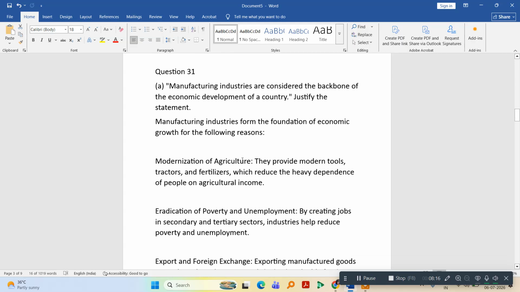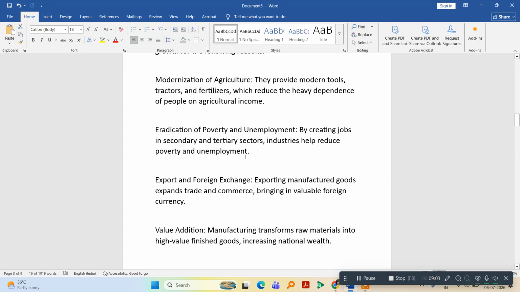Manufacturing industries are considered the backbone of the economic development of a country. Justify the statement. Manufacturing industries form the foundation of economic growth for the following reasons. Modernization of agriculture. They provide modern tools, tractors, and fertilizers. So, when there is modernization of agriculture, different types of modern tools, tractors, and fertilizers for the crops will be provided, and there will be reduction of heavy dependence of people on agricultural income. So there will not be too much dependence of individuals on agricultural income.